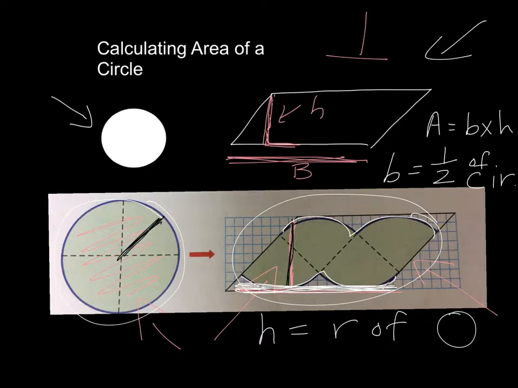Okay, so let's go over that again. I know it can be a little bit tricky, but the height of a parallelogram is equal to the radius of a circle. And the base of a parallelogram is equal to half of the circumference. Because again, if we were to put all of these pieces together, it would form the whole circumference. But we're just looking at the base. We're just looking at half. So it's basically just half of that circumference. Okay?